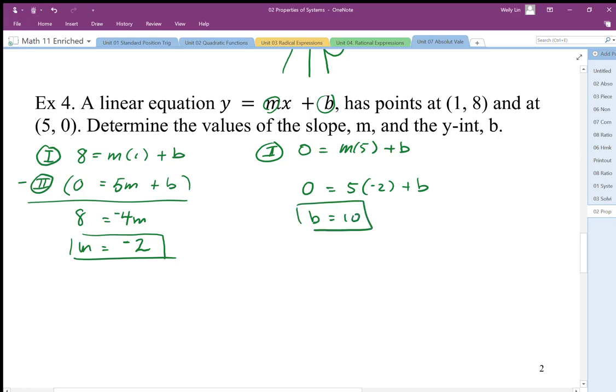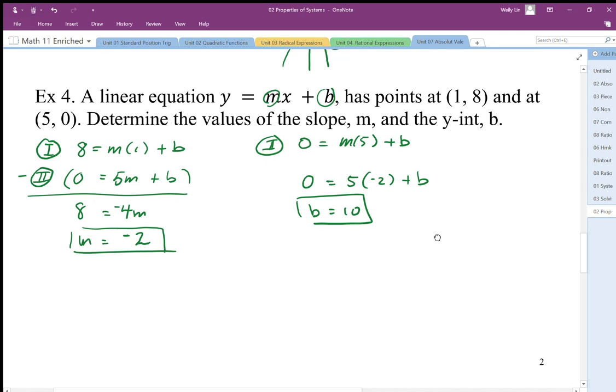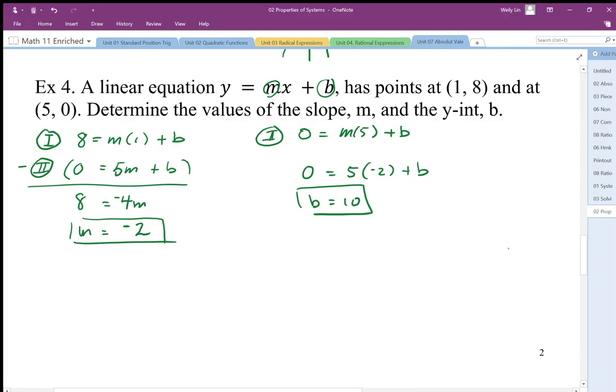And we solved this slightly differently before. If we had 2 points, what we would have normally done is we would have just found the slope between those 2 points. I'm just going to sketch this diagram. 1, 8, 5, 0. Okay, it's going to look like that. There's my slope. It's a rise of 8, a run of 4. So it looks like we have a slope of negative 2.